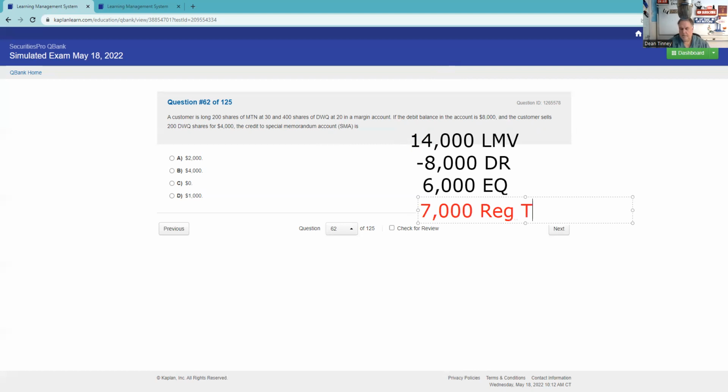And that Reg T is coming from half of the market value, right? 50% of 14 is 7. So right now you have less than 50% equity in your account. Nobody's going to bother you here.